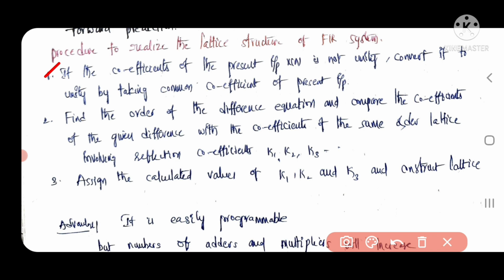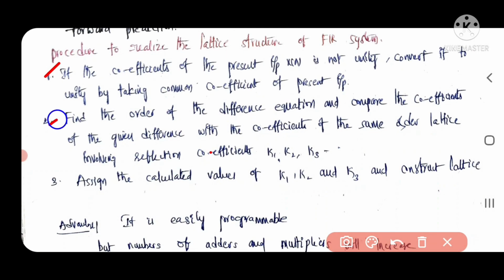If the coefficient of the present input, that is x of n, is not unity, convert it to unity by taking a common coefficient of the present input. అంటే మనకి ఇచ్చిన ఈక్వేషన్స్లో x of n పొజిషన్ కోఎఫిషియంట్ వాల్యూ కానీ లేదు అంటే, it is in terms of 1 minus z inverse of x of n ఫార్మేట్లో ఉందంటే, ఏదైతే కోఎఫిషియంట్ బిఫోర్ ఉంటుందో దాన్ని కామన్గా తీసేసి we can represent x of n as a unity coefficient. That means we can convert in the format.